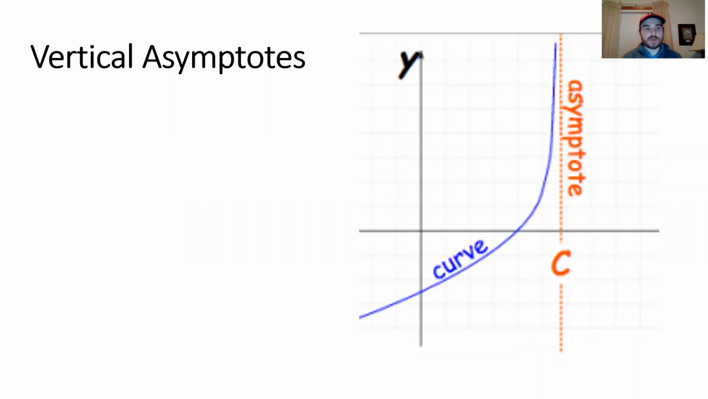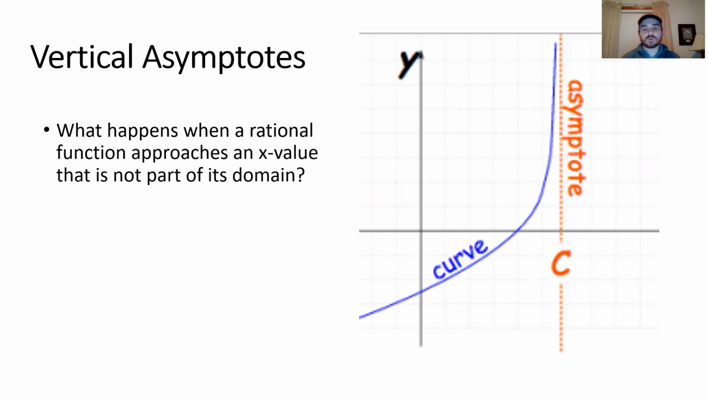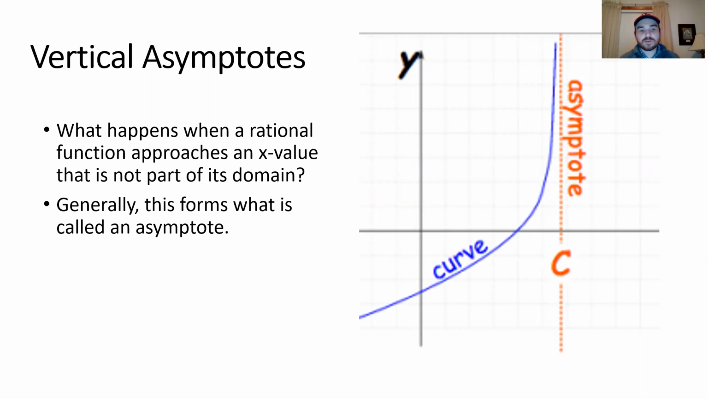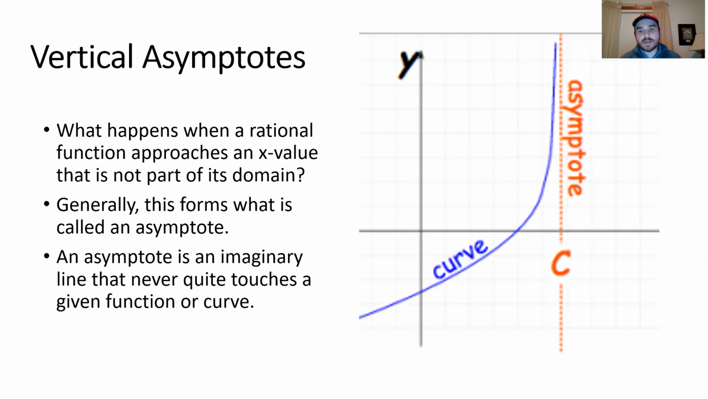Now, we're going to introduce the concept of vertical asymptotes. Specifically, we're going to be talking about asymptotes in general because you may or may not know what they actually are. What happens when a rational function approaches an x value that is not part of its domain? Generally, this forms what is called an asymptote. An asymptote is an imaginary line that never quite touches a given function or curve.